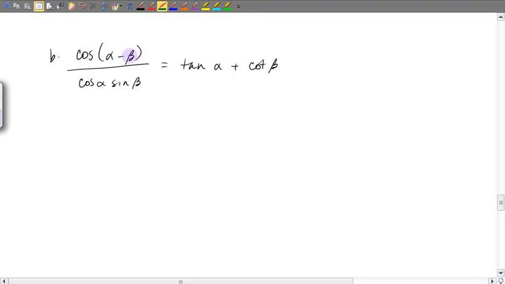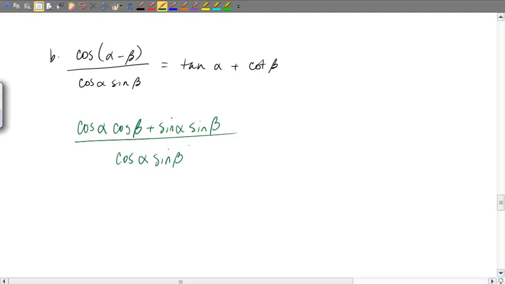So right away I notice that the numerator has something that I can apply the difference identity for cosine to. So I'm going to rewrite the numerator so that it looks like the cosine of alpha times the cosine of beta, remember, that's what the difference identity for cosine is, plus the sine of alpha times the sine of beta. And all of that's over this single denominator, cosine alpha sine beta.